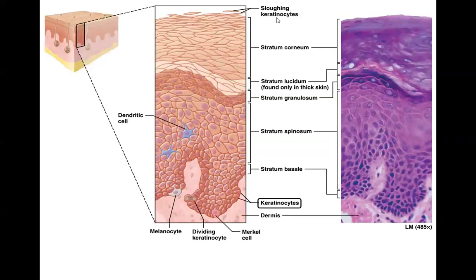So there's a sloughing of the keratinocytes. There's a stratum corneum, a stratum lucidum, and a stratum granulosum. The stratum spinosum and stratum basale.